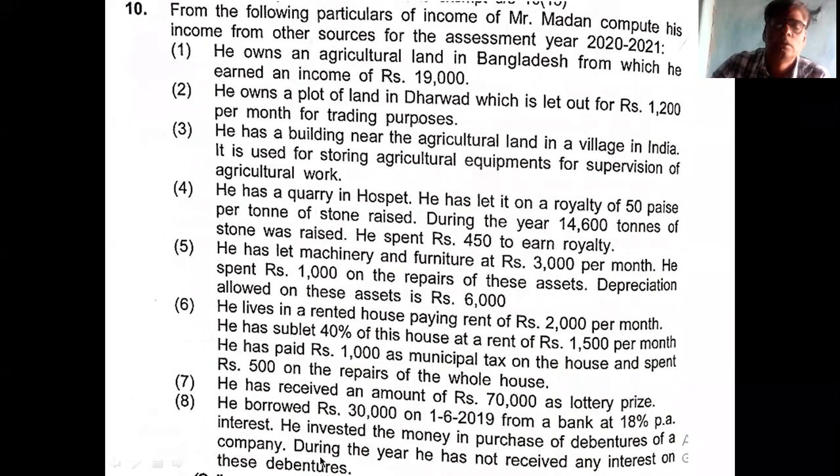Okay, so interest: 30,000 is the principal. Loan taken is on 1/6. From 1/6 to previous year end: June, July, August, September, October, November, December, January, February, March. I think it is 10 months. 10 months' interest is allowable at the rate of 18%. You calculate at the rate of 18% and allow it. So you see the solution.